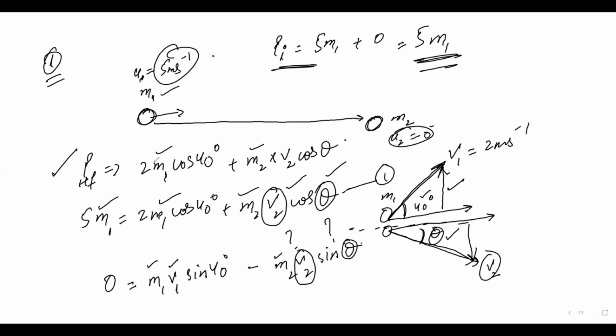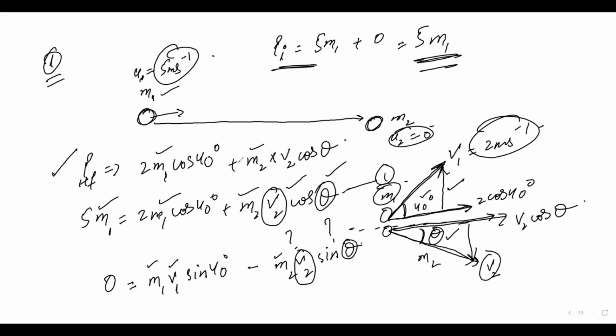How come we have got that? 2 was the velocity, and I'm talking about this component. So this should be 2 cos 40 multiplied by its mass, right? And then this one was m2. The velocity was v2, and I'm talking about this component. So this component should be v2 cos theta. And since they're moving in the same direction, I'm just using a plus sign. So this final momentum along the horizontal should be equal to the initial momentum along the horizontal as well, right?